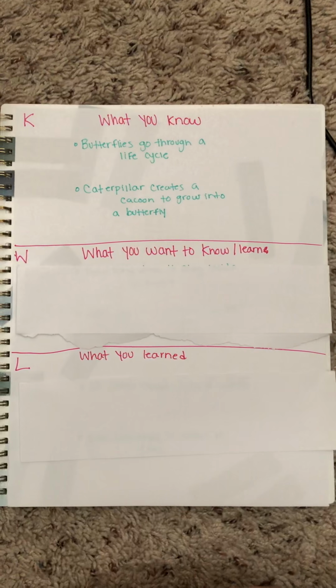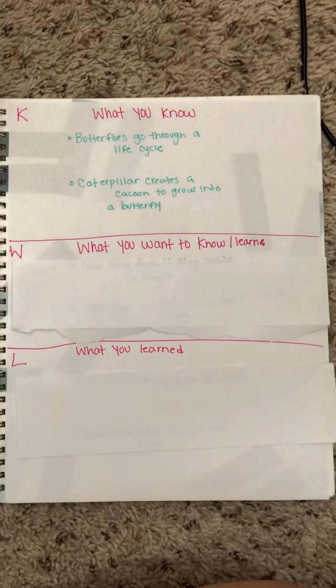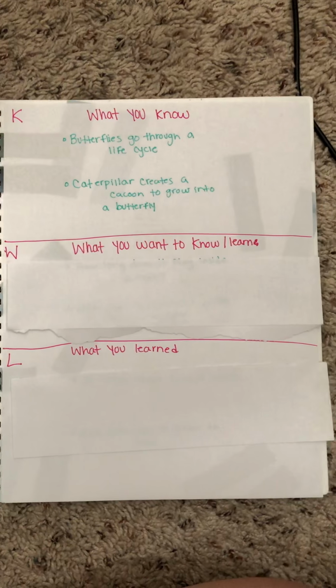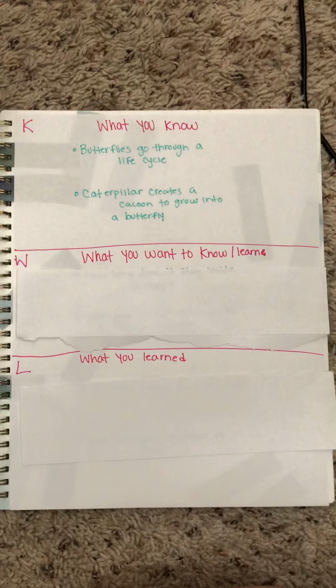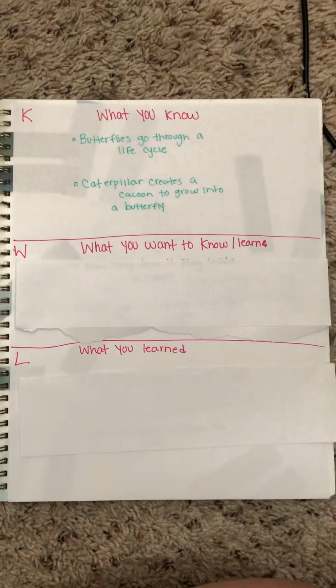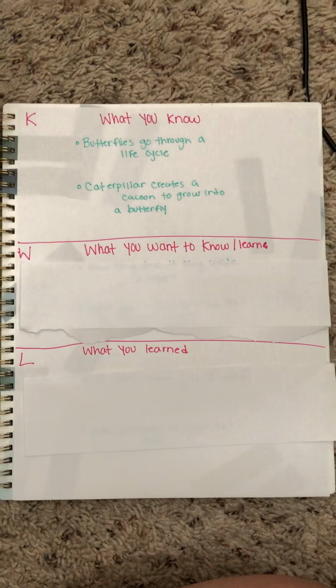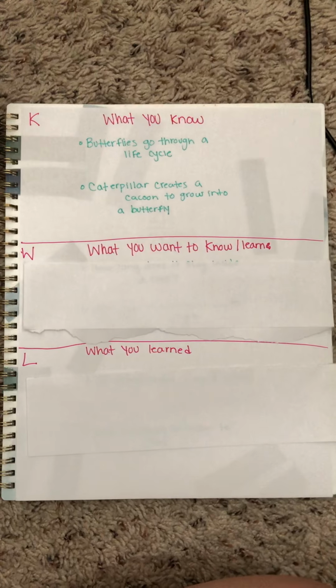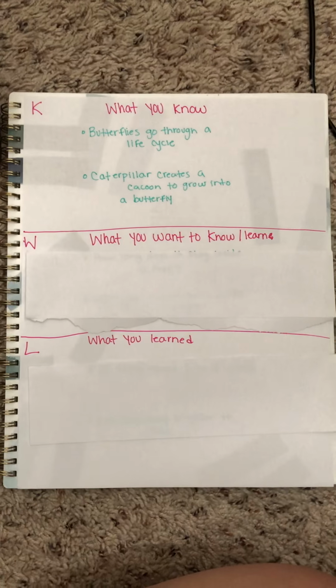So our second part is the W. The W is going to be what you want to know or learn. So what do you want to end up learning from the book that we're about to read? So pause the video and write 1 to 2 things that you might want to learn.